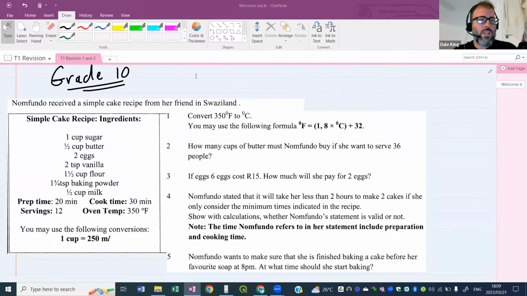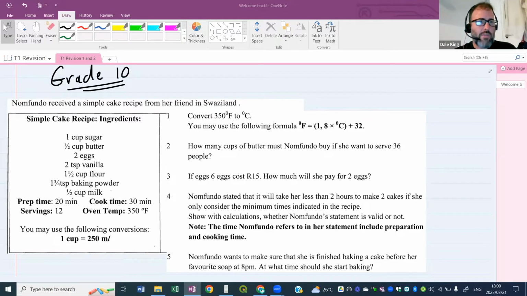It says, Nomfundo received a simple cake recipe from a friend in Swaziland. And on the left there, we can see the simple cake recipe ingredients. So we've got 1 cup of sugar, half a cup of butter, eggs, vanilla, flour, etc. So it looks like basic cake ingredients.